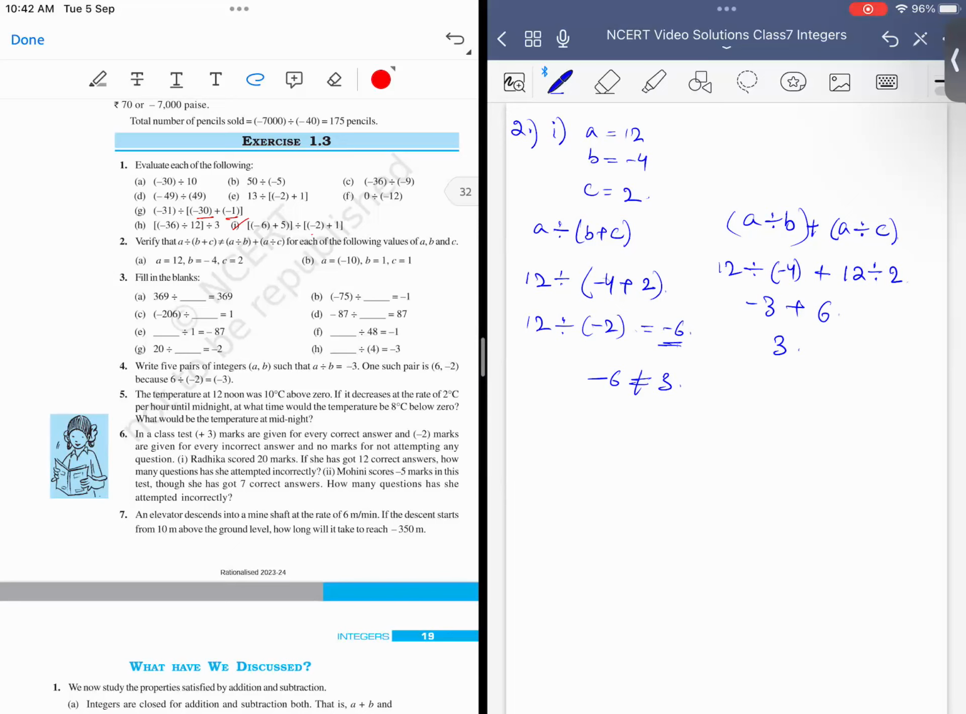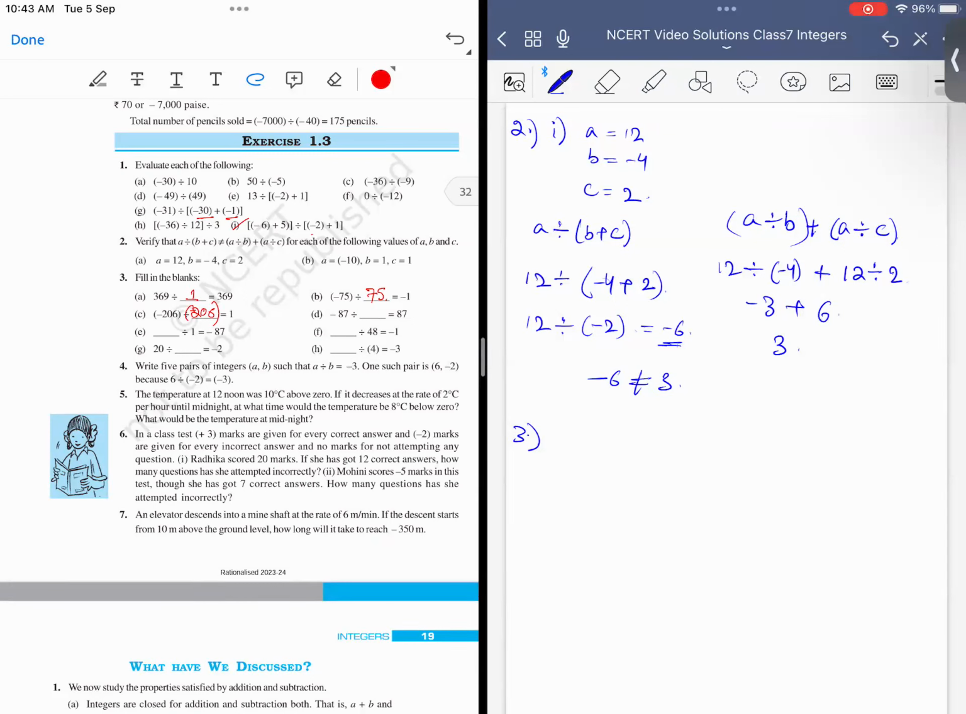For the second one also we can do likewise. Question number 3, fill in the blank. Say here, 369 divided by what number gives the number itself? So we know it's 1. Any number divided by 1 is the number itself. Again, minus 75 divided by 75, because you see the sign of the quotient is minus 1, so that means it is divided by a positive 75. Minus 206 divided by, again it is divided by minus 206, because any number divided by itself gives 1.